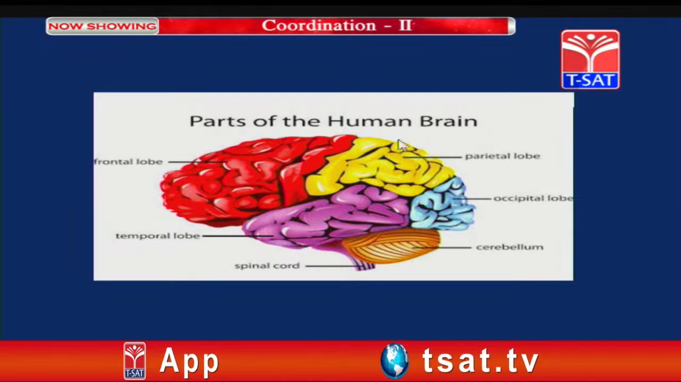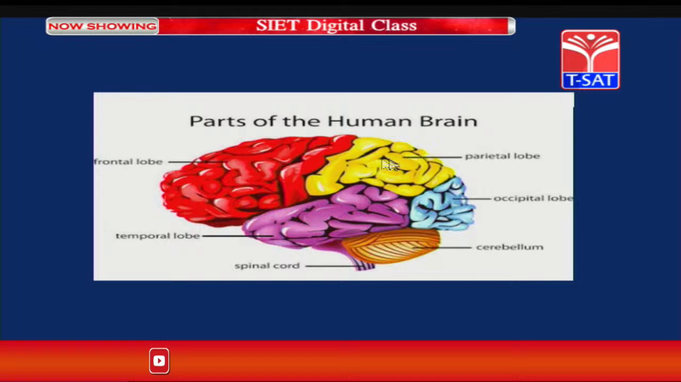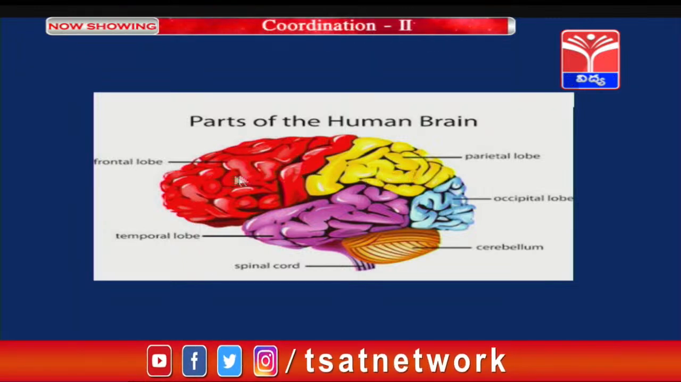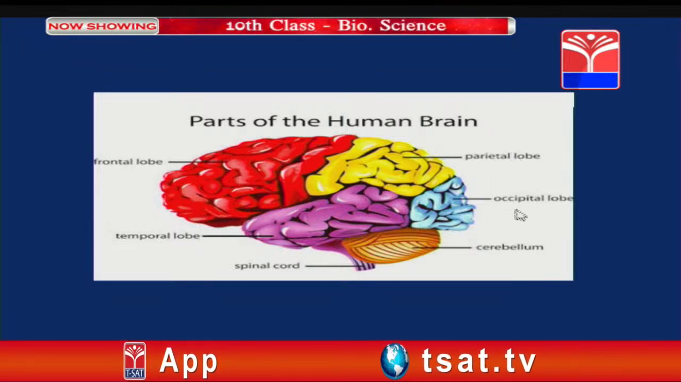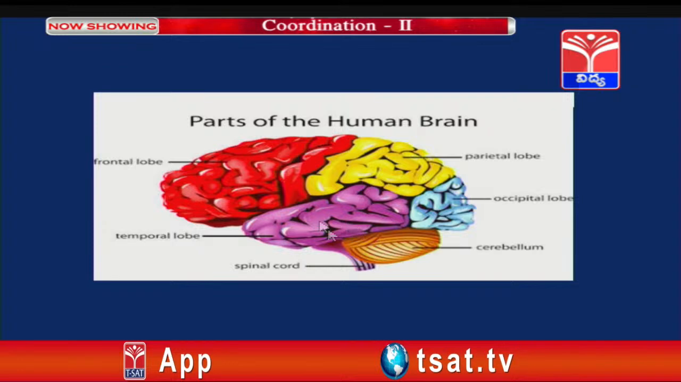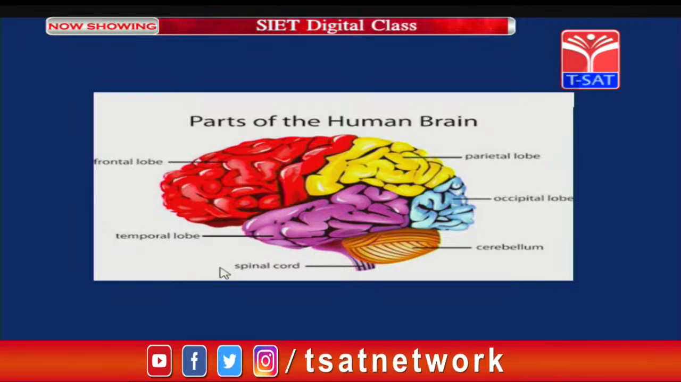Now, the parts of the human brain in the cerebrum. Each cerebral hemisphere is further divided into 4 lobes. The 4 lobes are represented here by different colors. The red colored one is the frontal lobe, the yellow colored portion is the parietal lobe, the light blue colored part is the occipital lobe, and the purple colored part is the temporal lobe. So, each cerebral hemisphere is divided into 4 lobes.